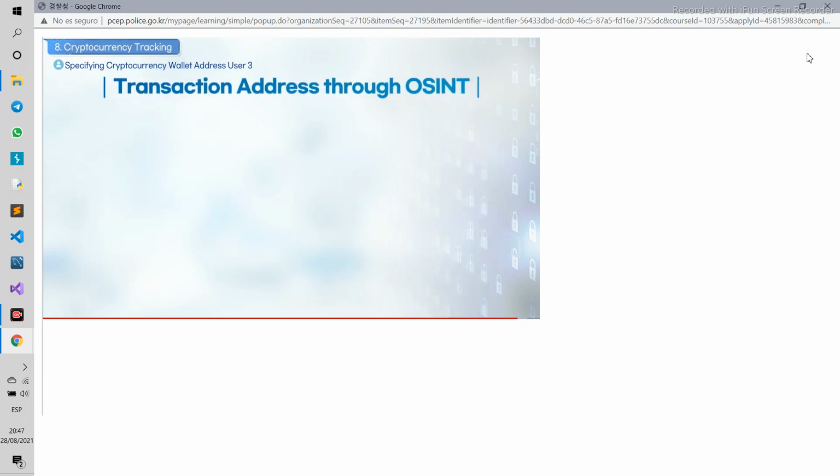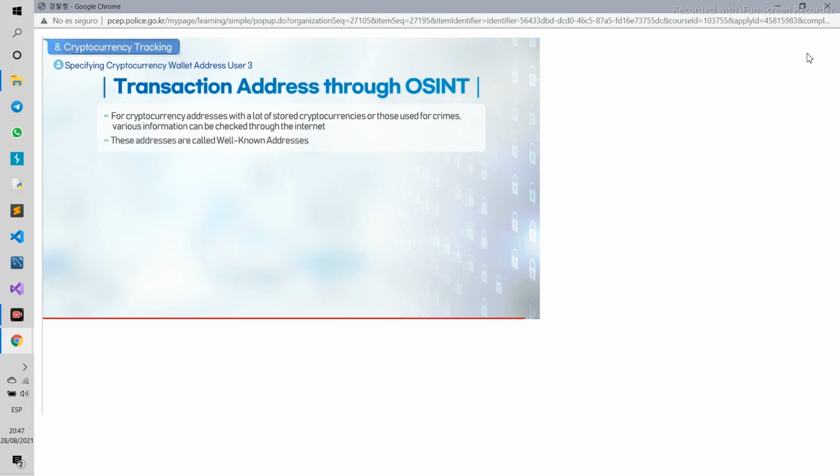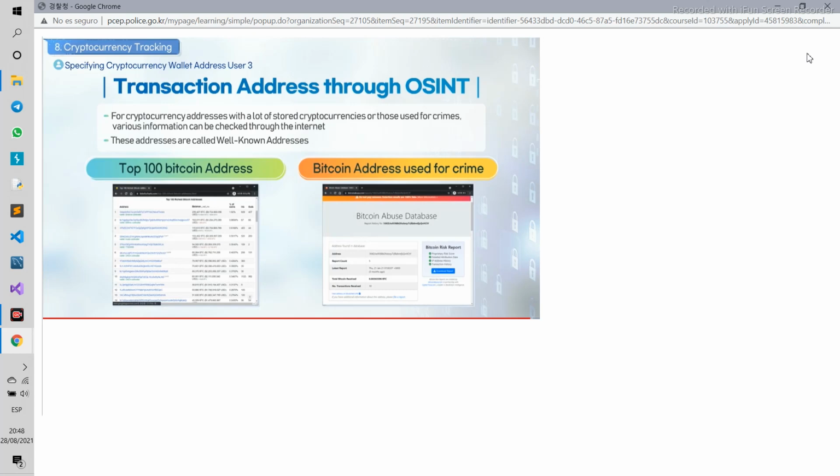The information of the cryptocurrency owner can be verified through OSINT as well. For addresses with a lot of cryptocurrency or cryptocurrency addresses used for crime, various information can be found through OSINT. Also, for famous addresses of cryptocurrency exchange offices, information on which cryptocurrency exchange office was used can be found by searching. We can also use the OSINT search technique and search tool that we learned before to collect cryptocurrency OSINT.